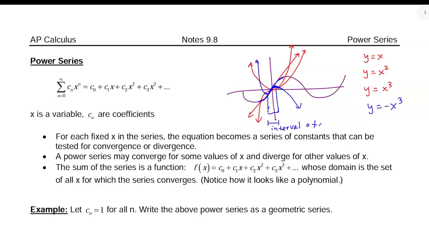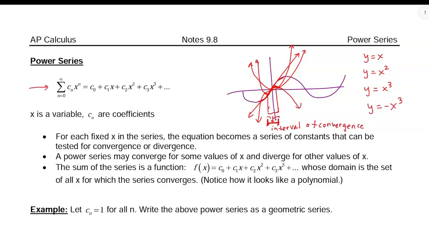And eventually we're going to look at whether that includes the endpoints of that interval, if the endpoints are included in the interval of convergence or not. And the other thing we're going to look at is if we have that interval of convergence, what would the radius of convergence be? So when you're in the middle of the interval, how far out is it to the endpoints of the interval? So here we start a power series.